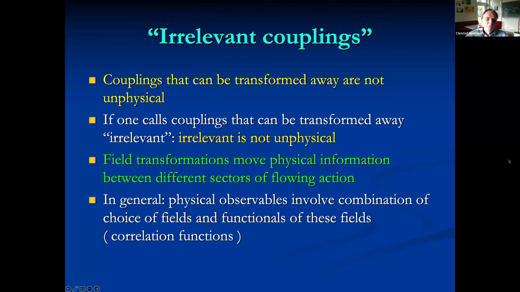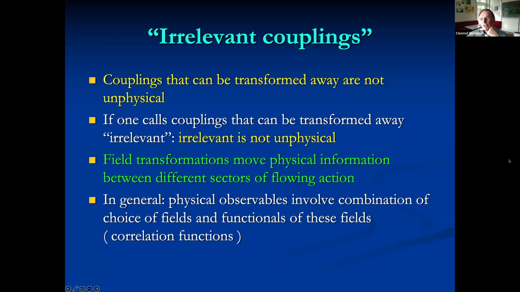So some people call such couplings that can be transformed away irrelevant. And I've often heard the statement that irrelevant couplings you do not have to care about because they are not physical. This is simply not true. The so-called irrelevant couplings are, of course, physical. The momentum dependence in the Fermi surface can be transformed away, but this does not mean that there is no physics in the Fermi surface.